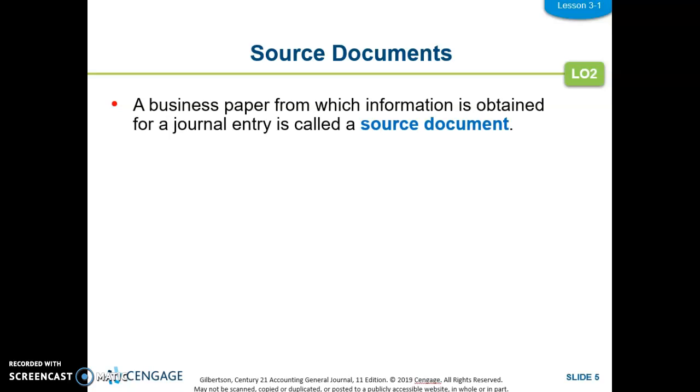A business paper from which information is obtained for a journal entry is called a source document. There are many different types of source documents we will go over, which we get our transactions from for our business. However, whenever we use a source document to journalize a transaction, we are applying the generally accepted accounting principle called objective evidence. That's applied when a source document is prepared for each transaction. Now, a transaction should only be journalized if it actually occurs. The amounts recorded must be accurate and true, so we are not making mistakes and errors that will hurt our business.